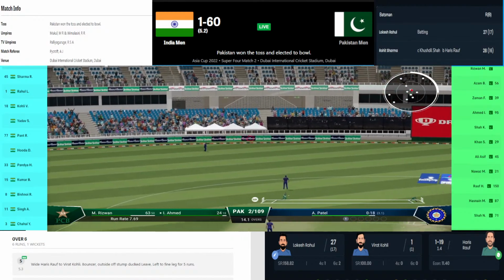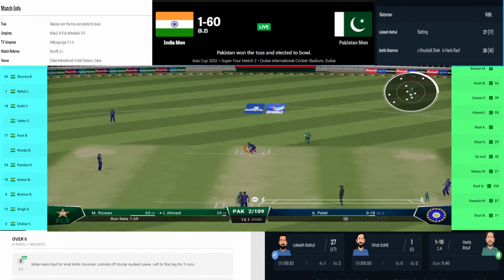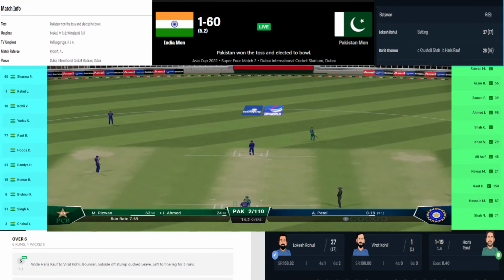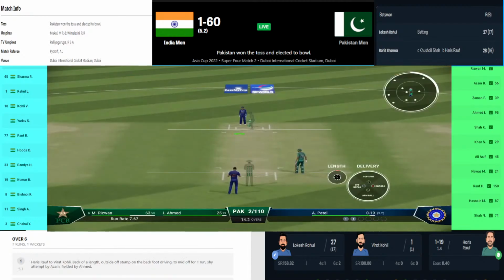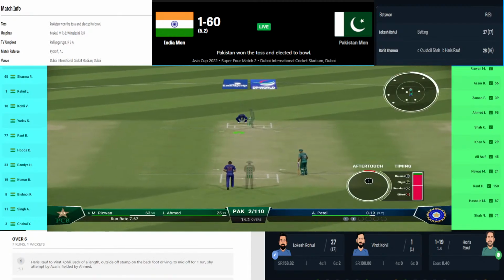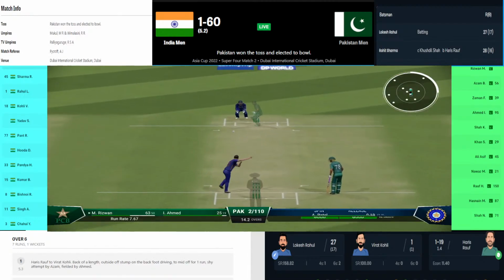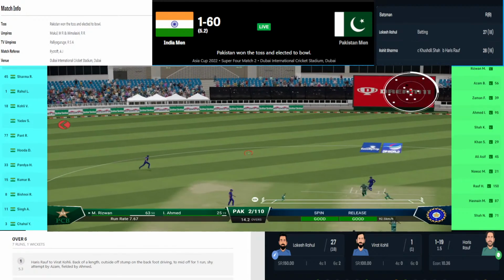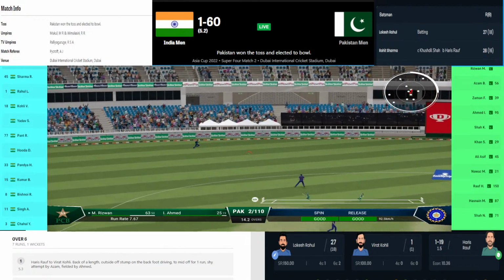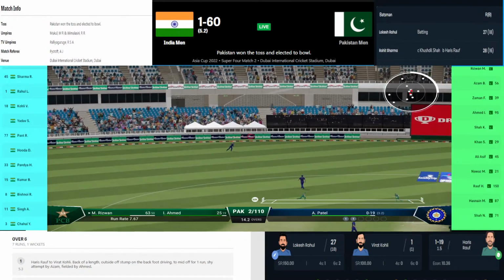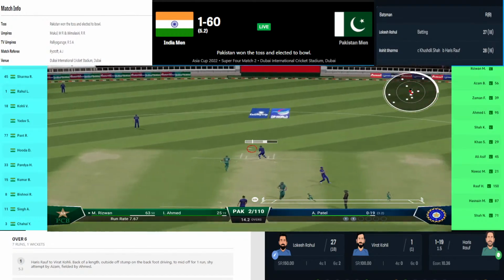So, Haris Rauf. There is some relief for Pakistan with the wicket of Rohit Sharma. Otherwise, it was just one-way traffic. This time, fourth delivery, a good length delivery outside off stump. KL Rahul plays it straight to cover, no runs added to the total.